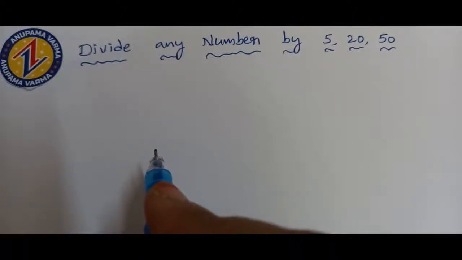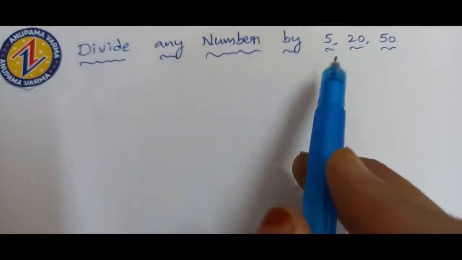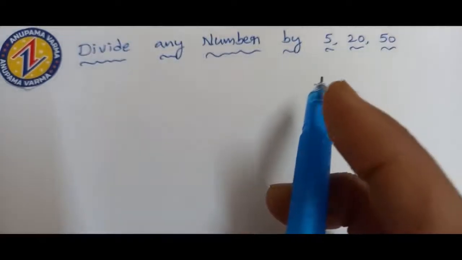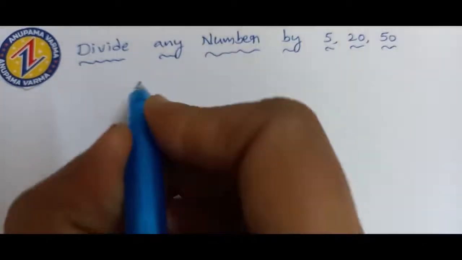Hello everyone. Today's topic is divide any number by 5, 20 and 50. Okay. Let's see now. First, divide by 5.